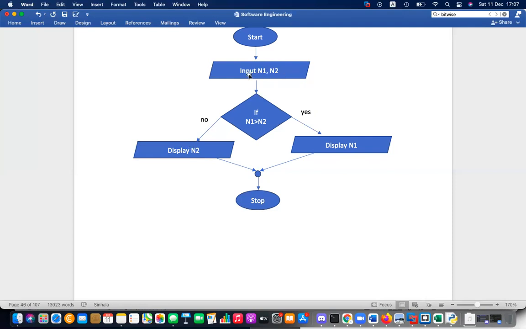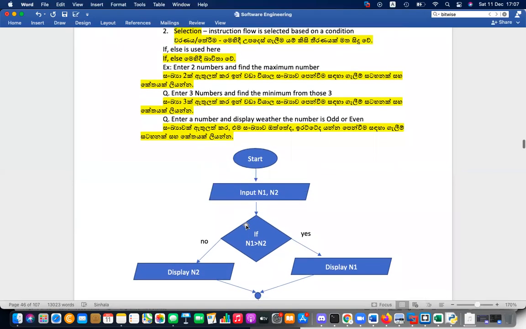10 and 20. 10 is not greater than 20, therefore printing 20. 20 and 50. 20 is not greater than 50, so printing 50. 50 and 20. 50 is greater than 20, so it's printing 50. So always it's printing the larger number. So anyway, this question is there.